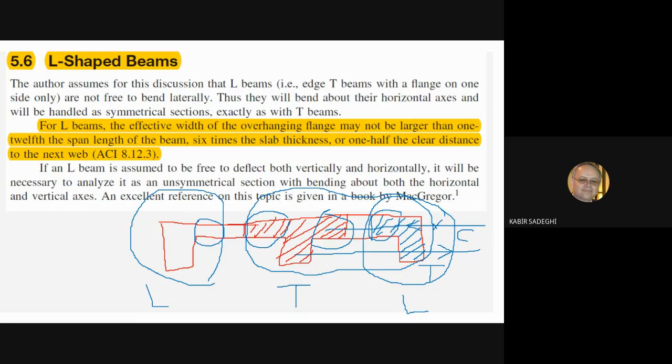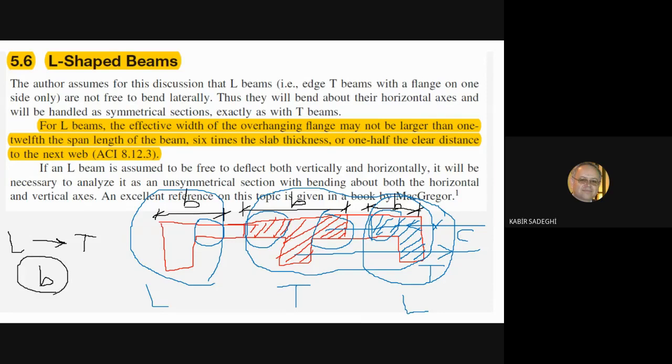Let me show you with another color. In the T beam, BF or B is from here to here. But for an L beam, this is B, or the other one B. Therefore, design of an L beam is exactly like design of a T beam with one difference. What is the difference? Difference is just B.